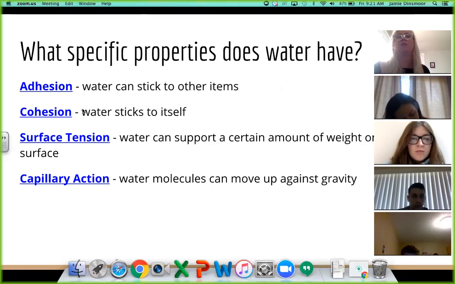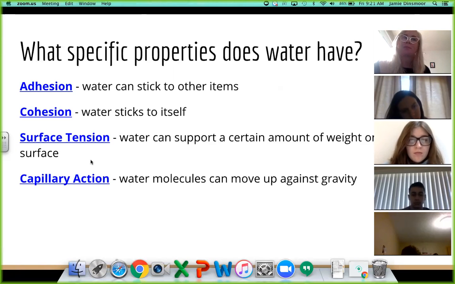So adhesion means water will stick to other items, right? Because of that polarity, water's attracted to other substances. Cohesion, you might think like cooperate, collaborate. Water sticks to itself, right? Water likes itself too. It wants to be next to each other.